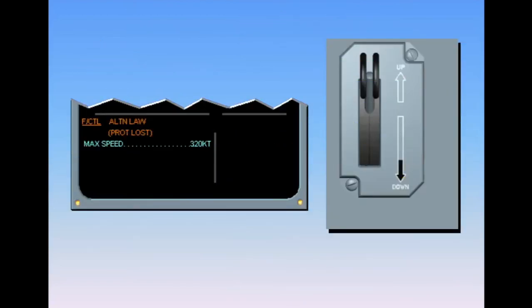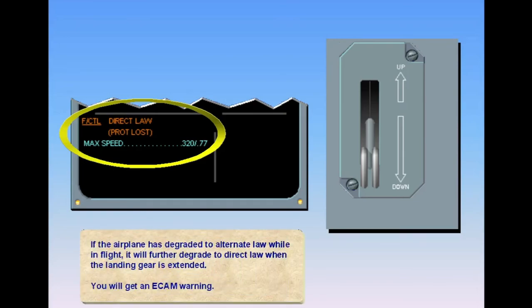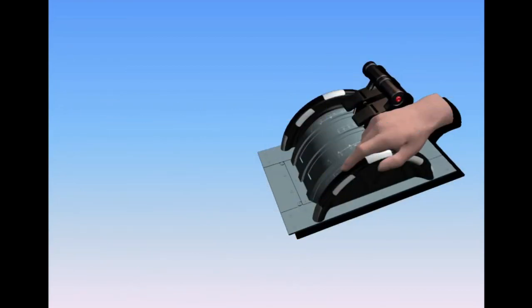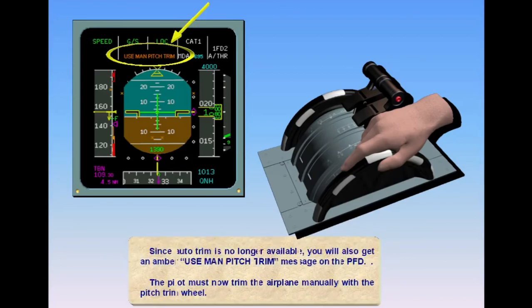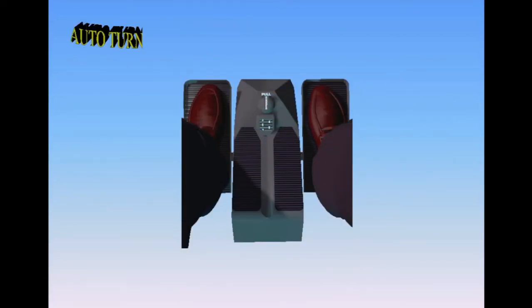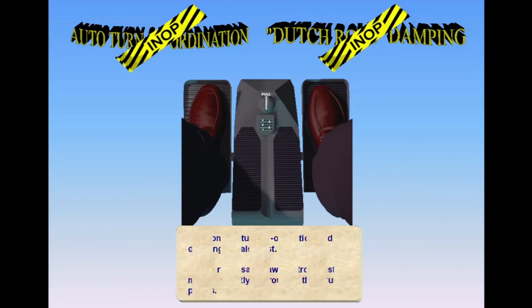If the airplane has degraded to alternate law while in flight, it will further degrade to direct law when the landing gear is extended. You will get an ECAM warning. Since auto trim is no longer available, you will also get an amber "Use Man Pitch Trim" message on the PFD. The pilot must now trim the airplane manually with the pitch trim wheel. Automatic turn coordination and yaw damping are also lost. Any necessary yaw control must be made directly through the rudder pedals.